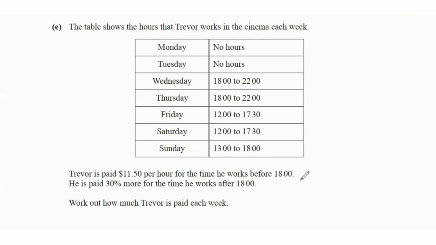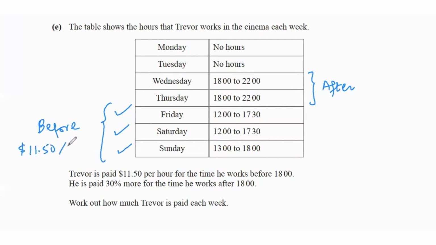So if you look at the before 18, that's for these 3 days, Friday, Saturday, Sunday. So this is before and this is after. So now before, he's being paid $11.50 per hour. And for after, he's being paid 30% more for the time he works after 18.